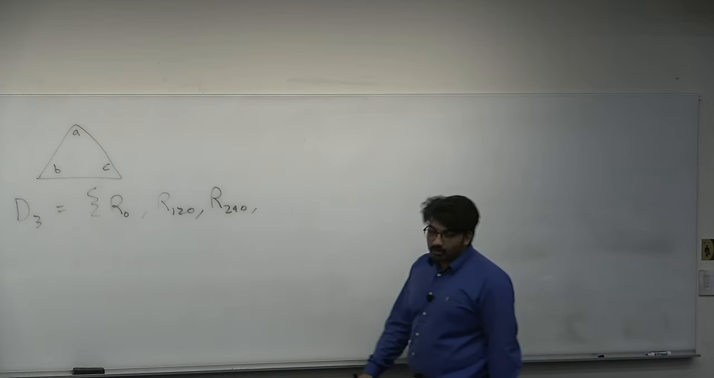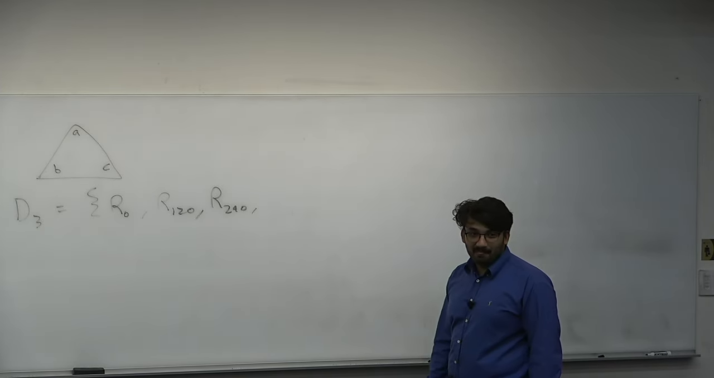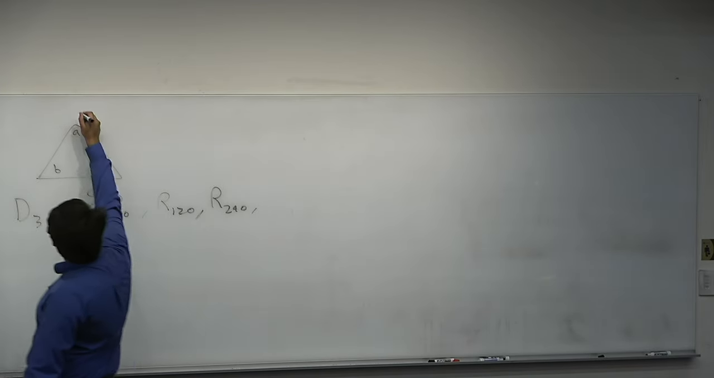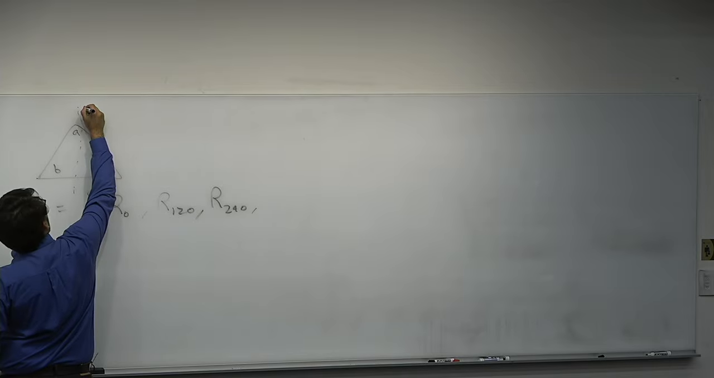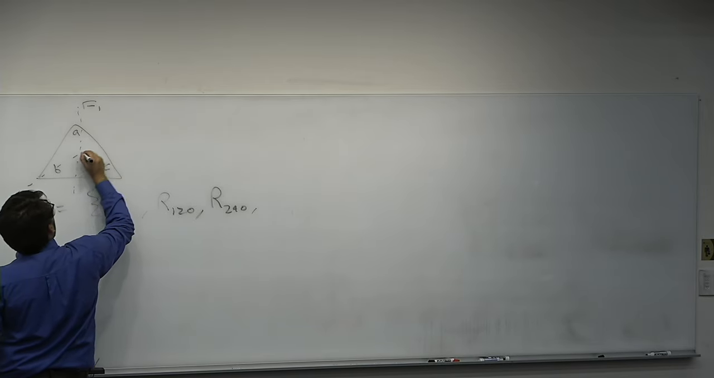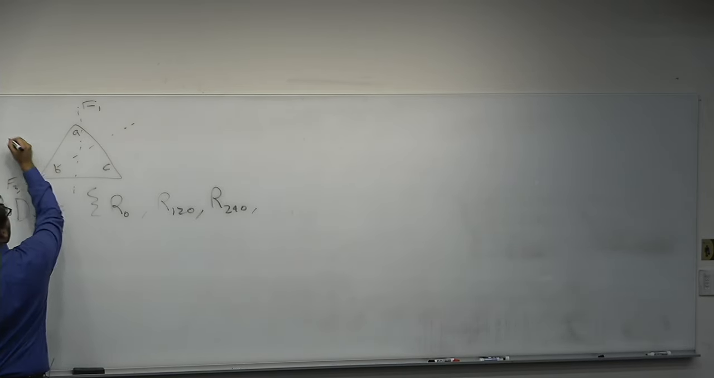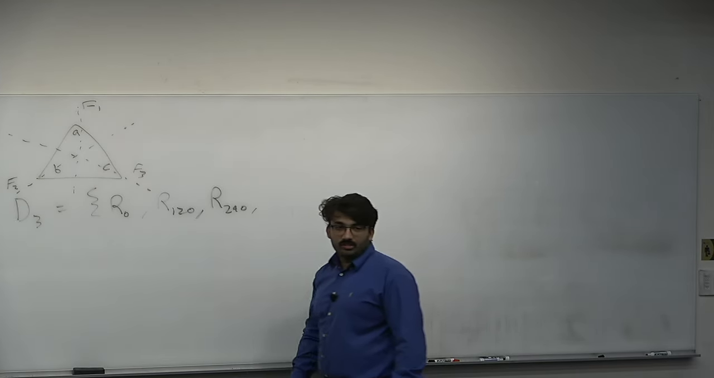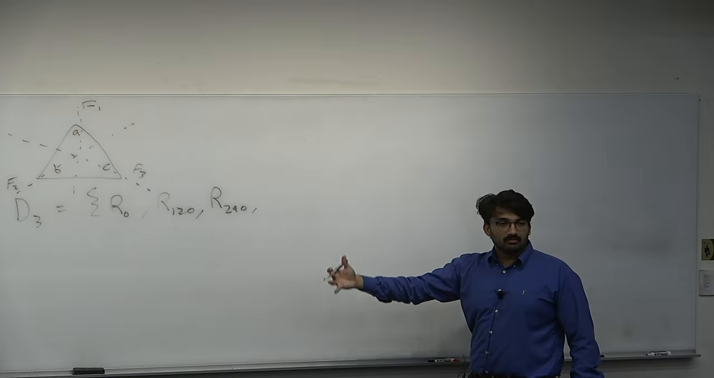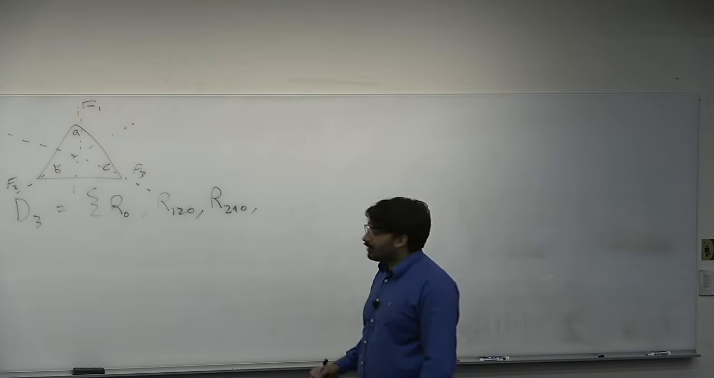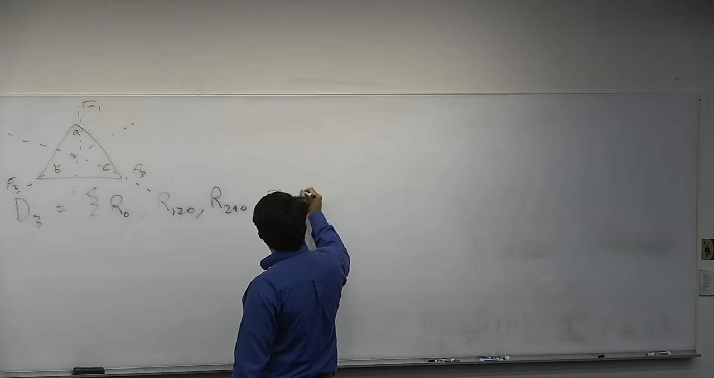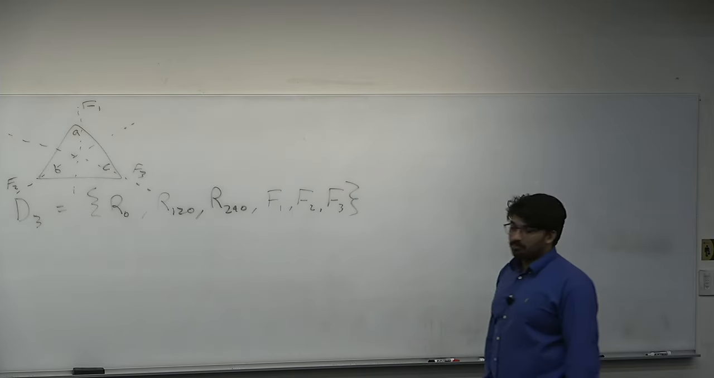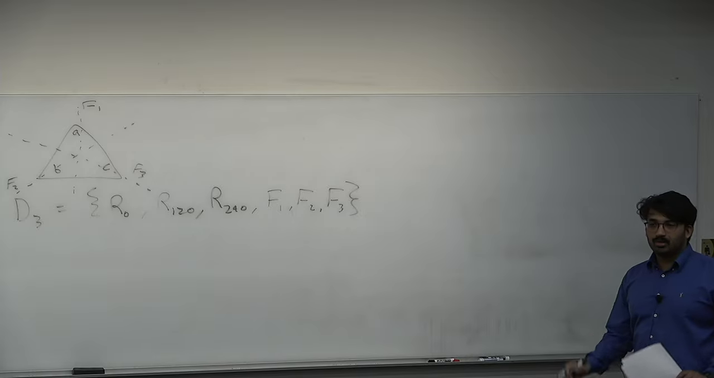Flip it. How many ways can you flip it? Three times. There's three axes of symmetry. We'll call this F1. We'll call this F2. We'll call this F3. You can take one, flip it, push it back in. Now, is it backwards? Yeah, but that's still allowed. So there's six ways you can pop the triangle out, position it, and put it back in.